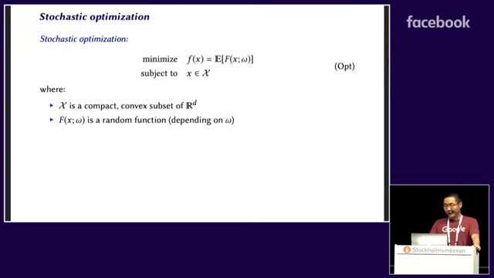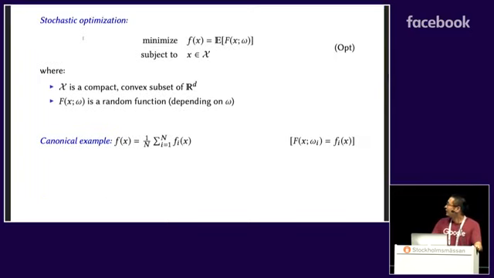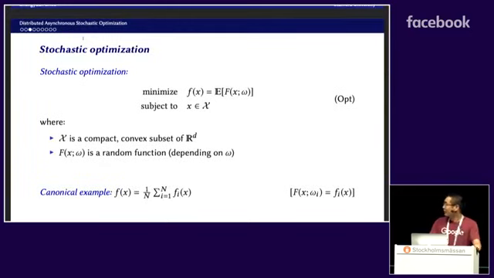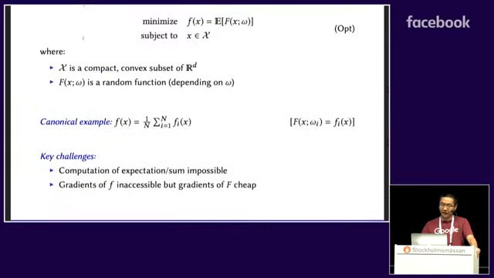A canonical example of this is empirical risk minimization, which is an average of the sum of f_i(x), where each f_i is the cost associated with the ith example. And as you all know, stochastic gradient descent is the main method that's used to solve this kind of problem.